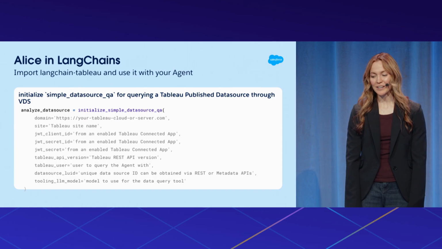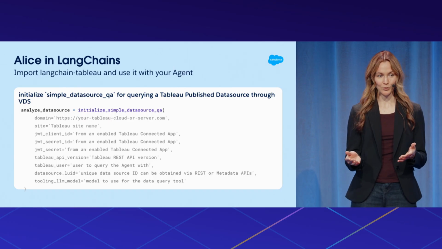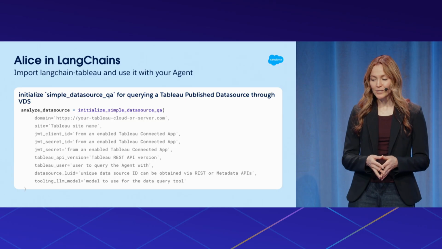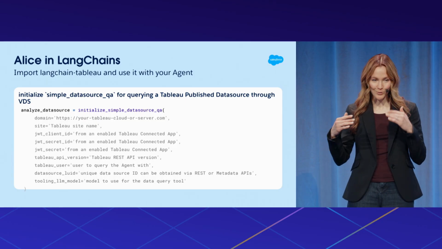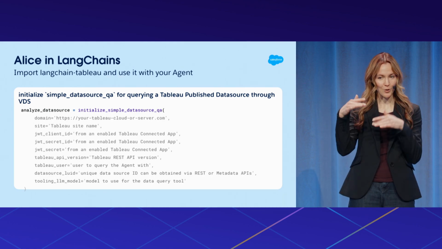All right, now we're going to create a tool for our agent to use. In this case, we're using that initialized simple data source QA. We're going to use this later. Don't worry about the code under that just yet.